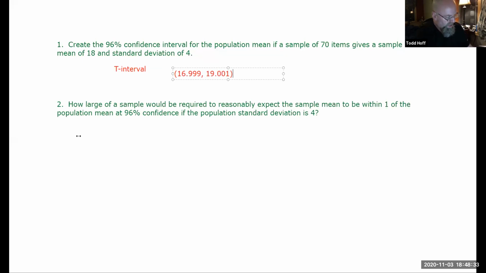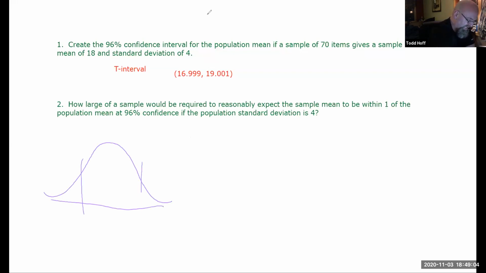Now for number 2, how large of a sample would be required to reasonably expect the sample mean to be within 1 of the population mean? In other words, the bound on the error to be within 1 at 96% confidence if the population standard deviation is known to be 4. So we do know the population standard deviation there. We do have to find that critical value. This is 96%. So it's 96% out of the middle, which means it's 2% to either side. So it's 0.98 that we're looking at there.